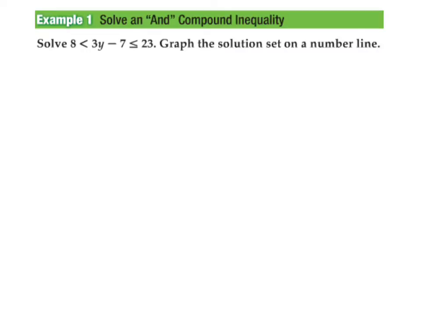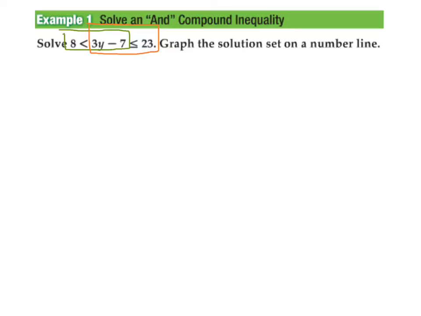So I want to point out that the way that this is written is a different way to write it. What we can still see is that there are two inequalities. One of them is right here: 8 is less than 3y minus 7. And the other one is 3y minus 7 is less than or equal to 23. So we do have two different inequalities here. These inequalities basically have an and.